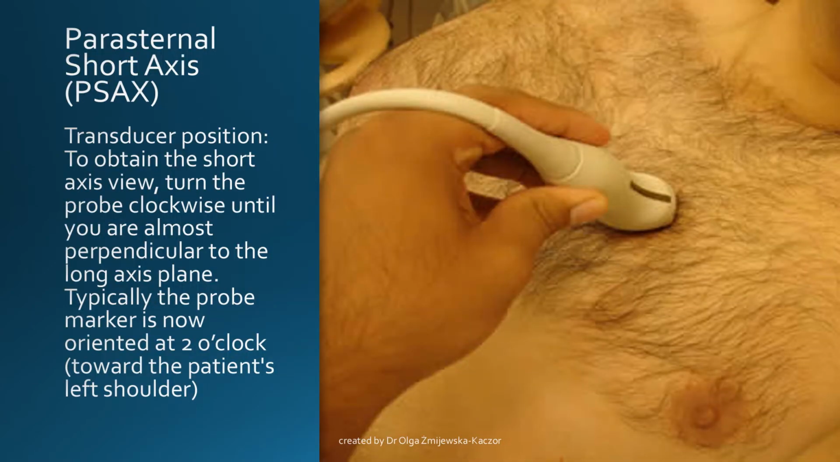Now the parasternal short axis view. You keep your probe in the same position as for the long axis, where you find the heart, but you twist the transducer clockwise so the notch or the marker of the transducer is looking towards the patient's left shoulder.